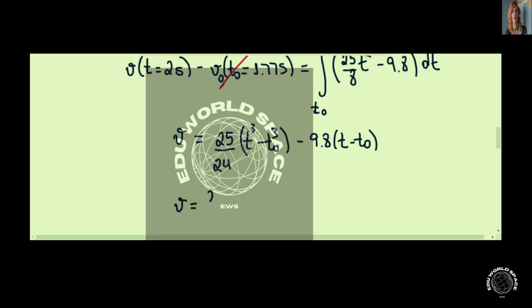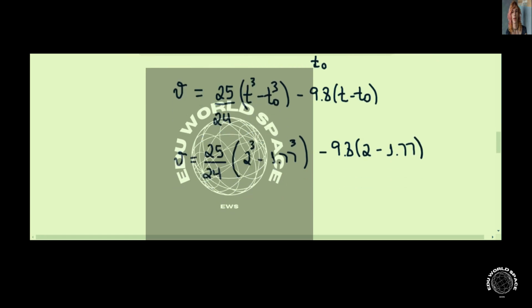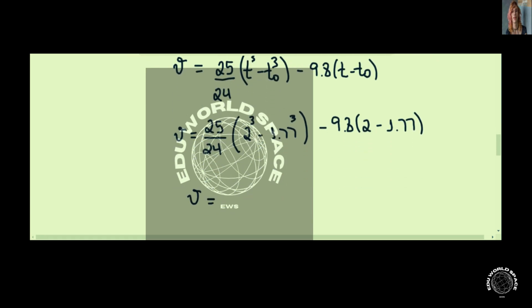So v is equal to 25 divided by 24 times 2 cubed minus t0 cubed, minus 9.8 times t minus t0. So v is equal to 0.303 meters per second, which is the answer to our exercise.